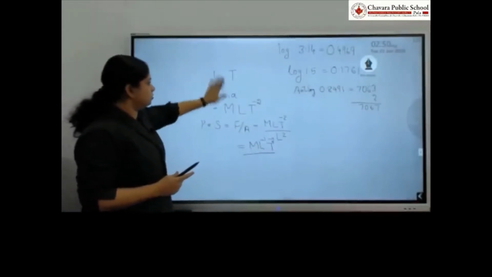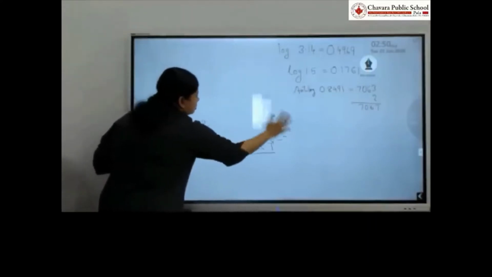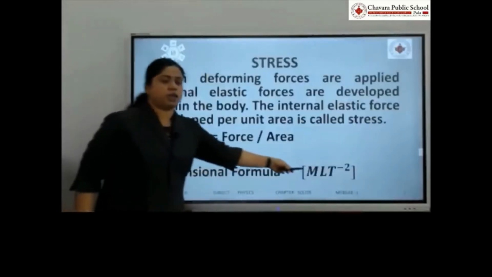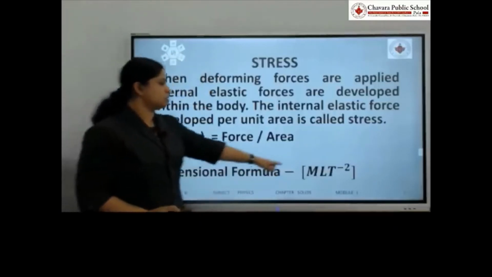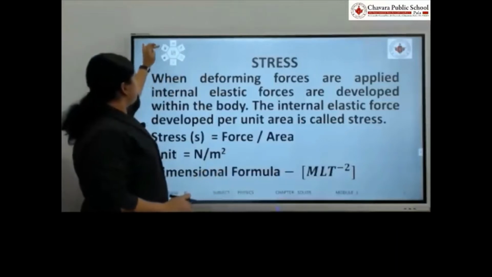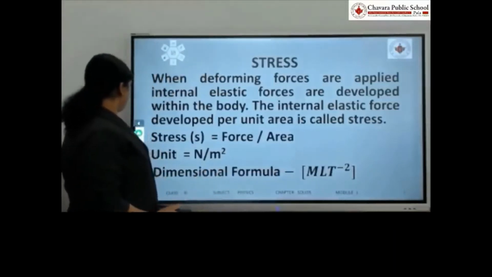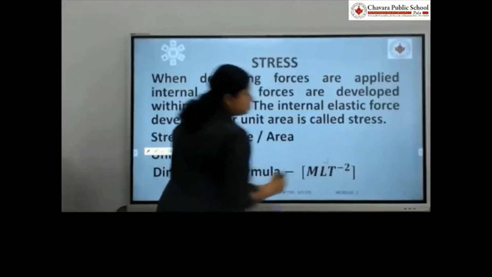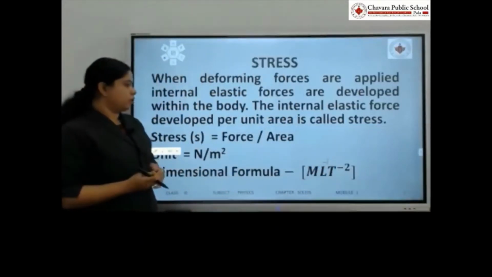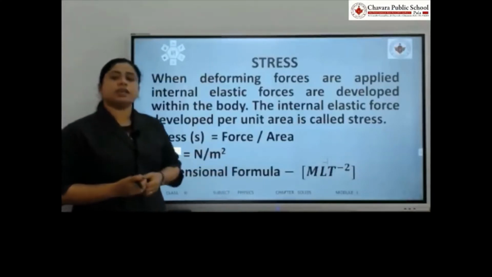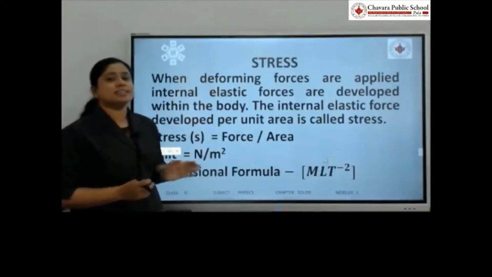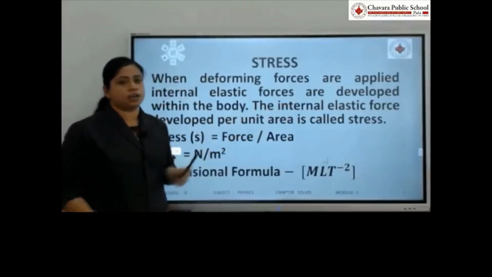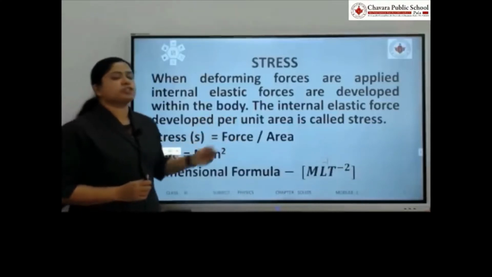Well, the dimensional formula of stress is ML raised to minus 1 T raised to minus 2. The dimension of pressure is also ML raised to minus 1 T raised to minus 2. So, stress is the internal elastic force developed per unit area. Stress equals the restoring force by area.